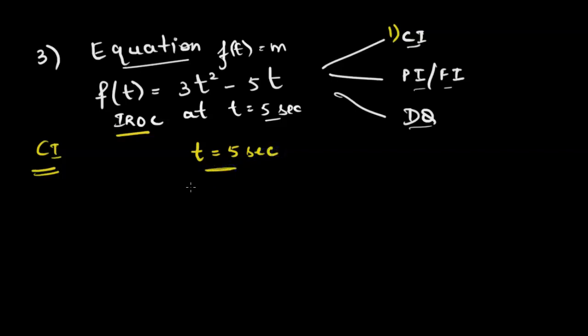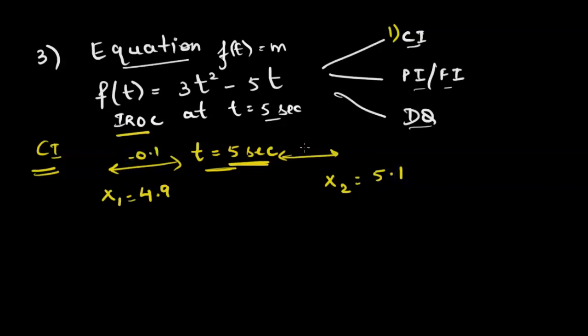So we will keep it in the center and we will take one x value before it and one x value after it. The values that we are going to take before it and after it will be equidistant from this value. So let's say if we take 4.9, we would have to take 5.1 here because this is 0.1 less, this is going to be 0.1 more. If we take 4.5, this would be 5.5 and so on.